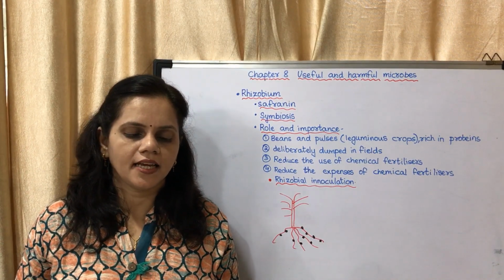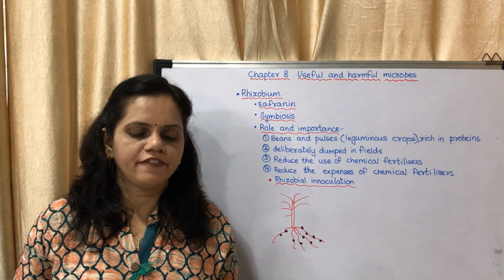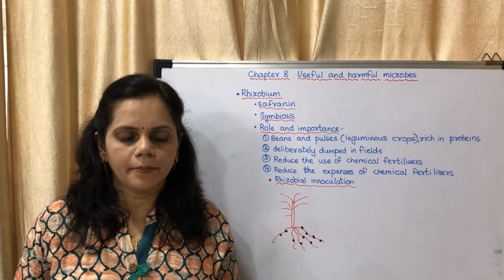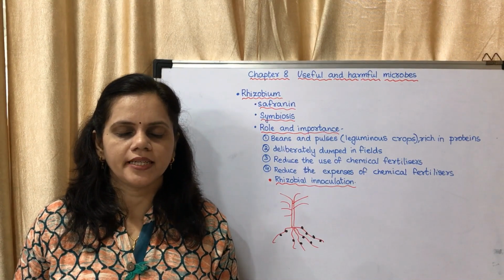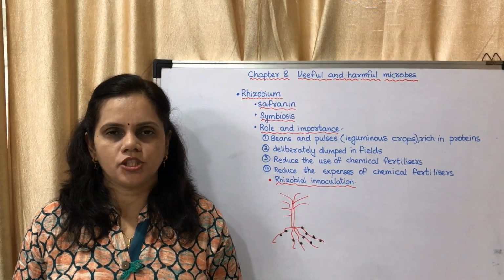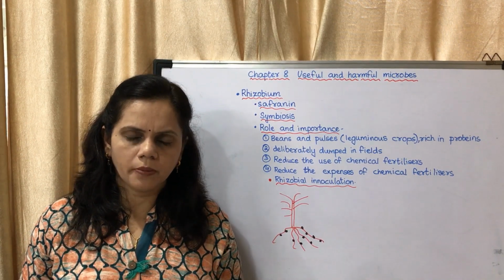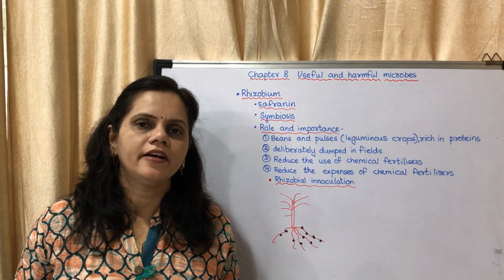After harvesting a leguminous crop, the leftover roots and other plant parts are deliberately dumped in farm soil to maintain its bacterial population. Now you might have learnt about crop rotation. Crop rotation is a method followed by farmers.